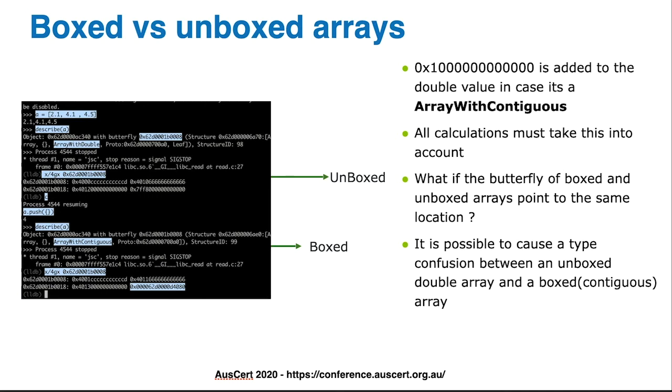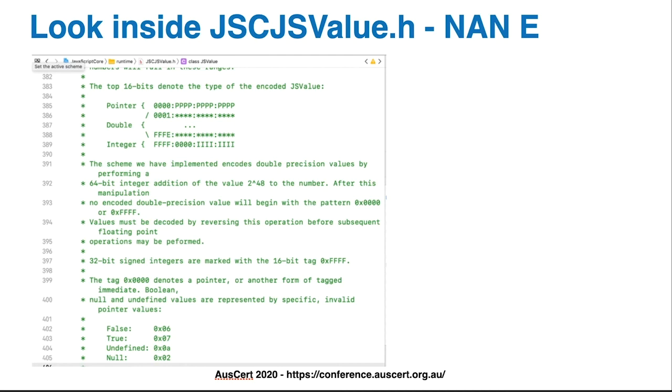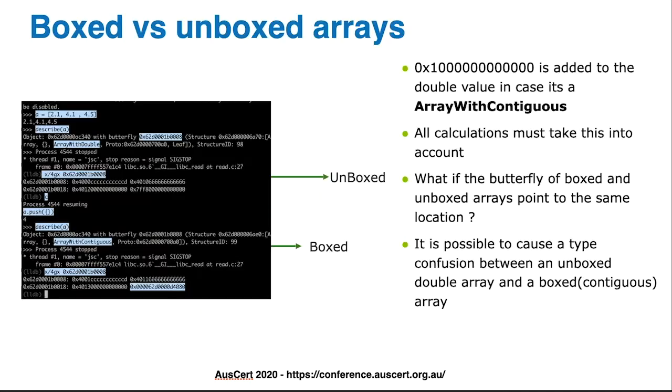Another thing you need to note is boxed and unboxed arrays. The unboxed arrays are basically arrays that only contain double values, whereas the boxed ones contain doubles as well as objects. What you need to know is that in case it's an array with contiguous, which means it's a boxed array, this particular value is added to the double. We can also see over here a 64-bit integer addition of the value, or 48, is added to the number. In case this is a JSObject, it means it's an array with contiguous.